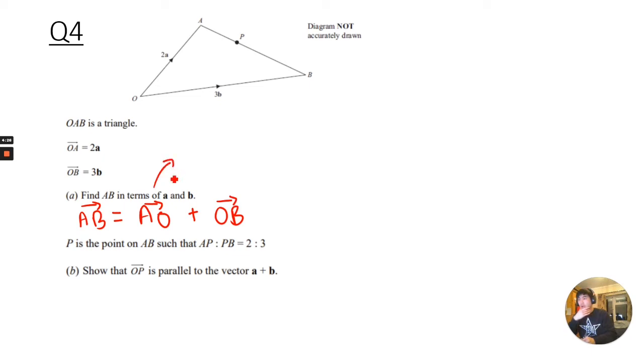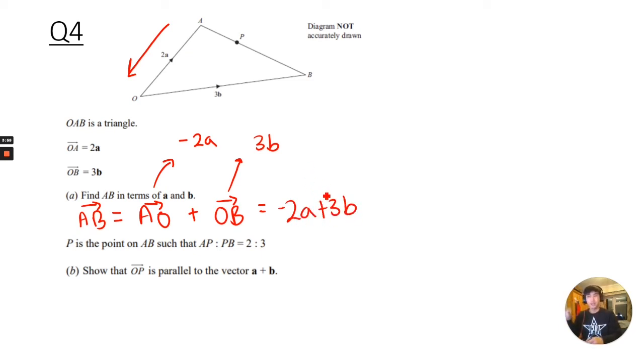So A to O, we're given that O to A is the vector 2A, but because we're going against that direction, we need to take the negative of that. So there's going to be negative 2A. And then O to B, well, we're given O to B is going to be 3B in the same direction that we want. So we can say A to B is going to be negative 2A plus 3B. It doesn't matter if it's 3B, take away 2A, it's the same.